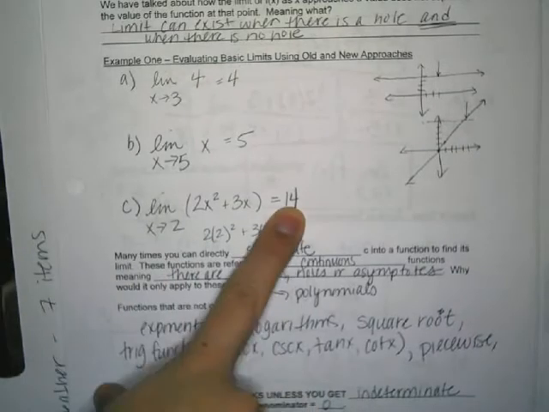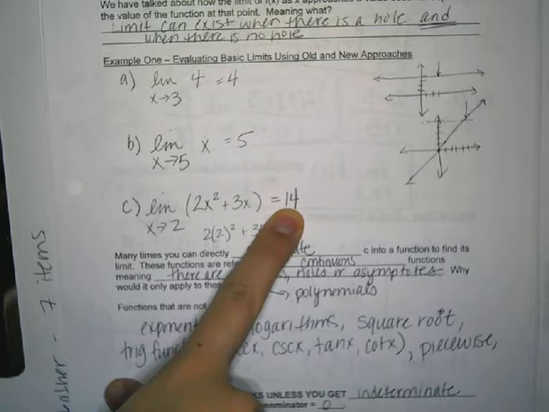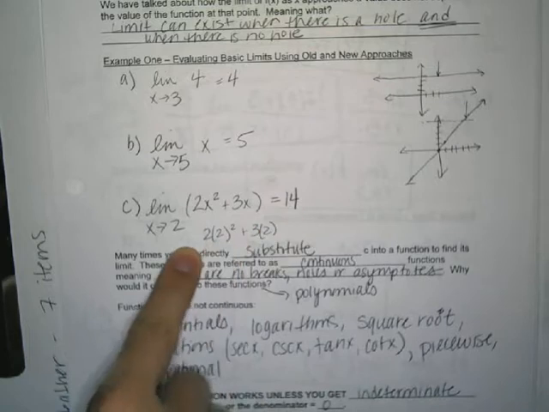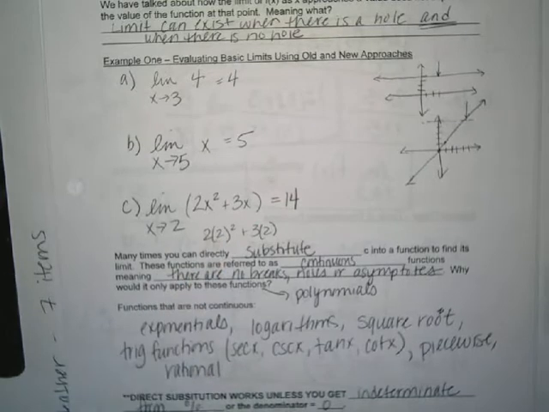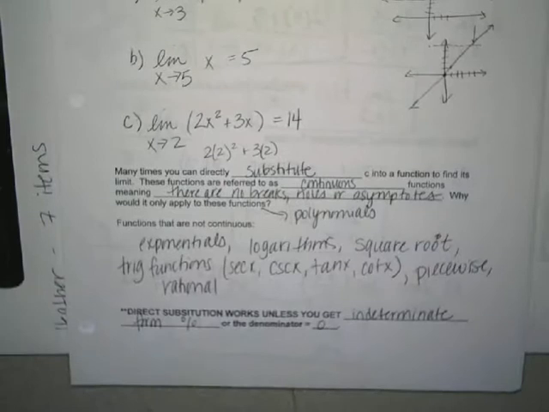And then we talked about the fact that if the limit here was 14, you could also get that number of 14 by plugging that focal point, or that c value, in for x. You got 14. So for most functions, especially if they're polynomials, direct substitution works to find the limit.